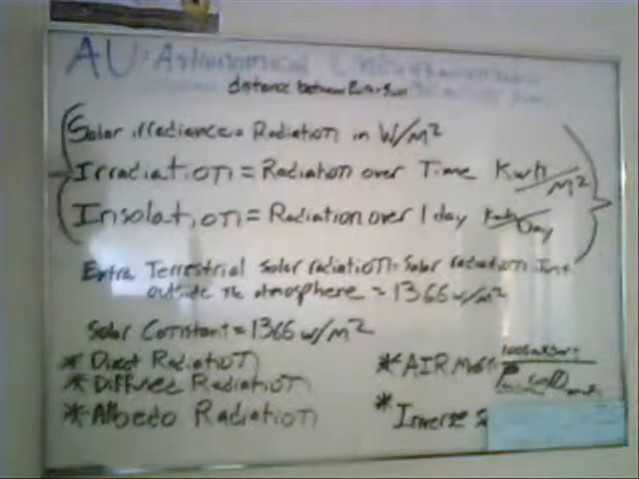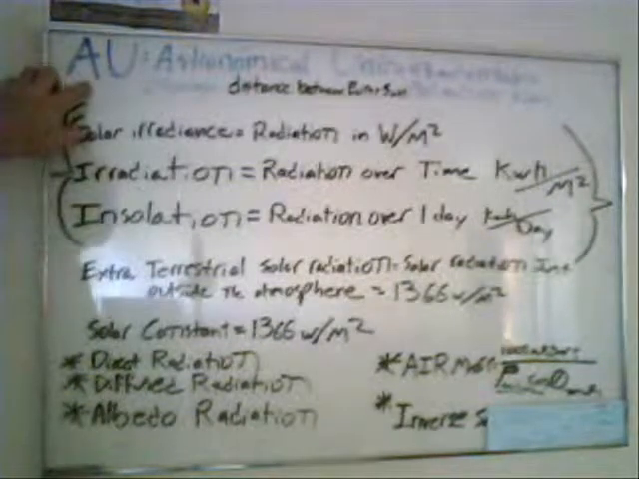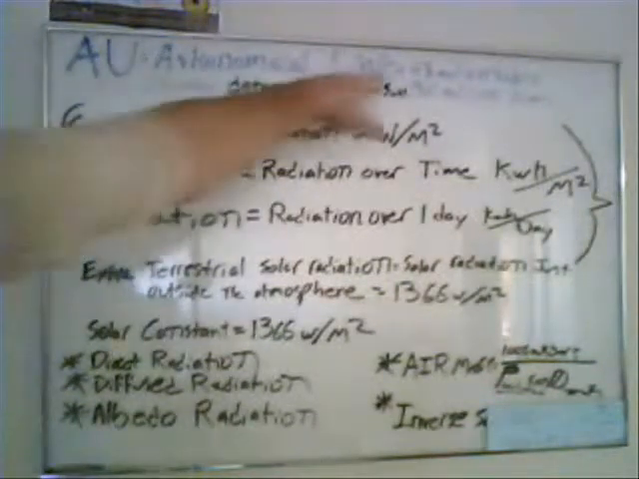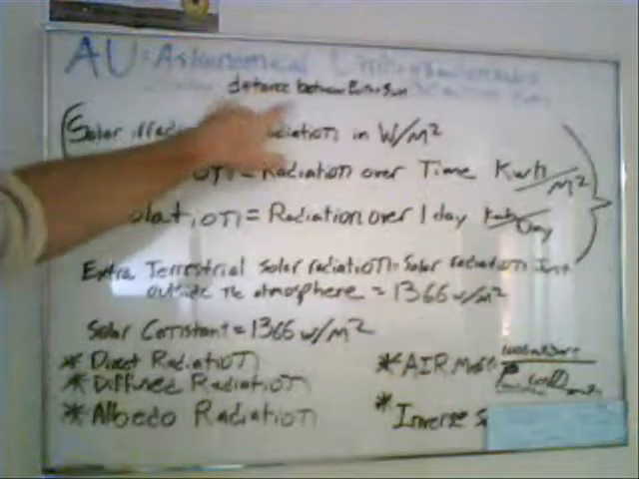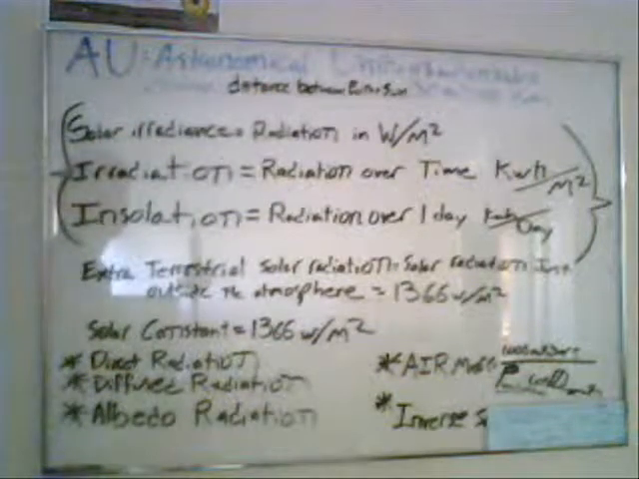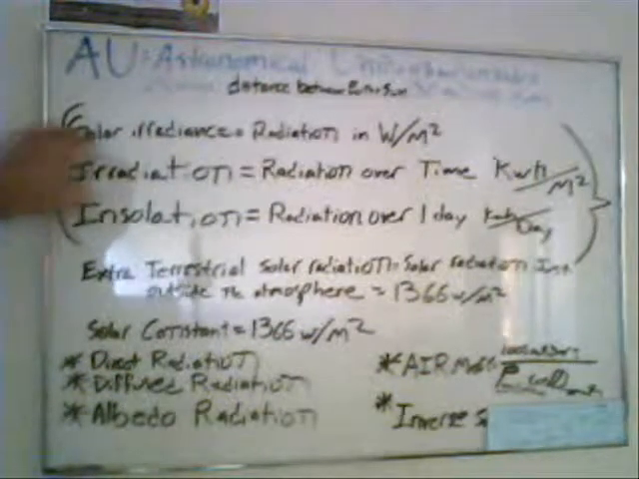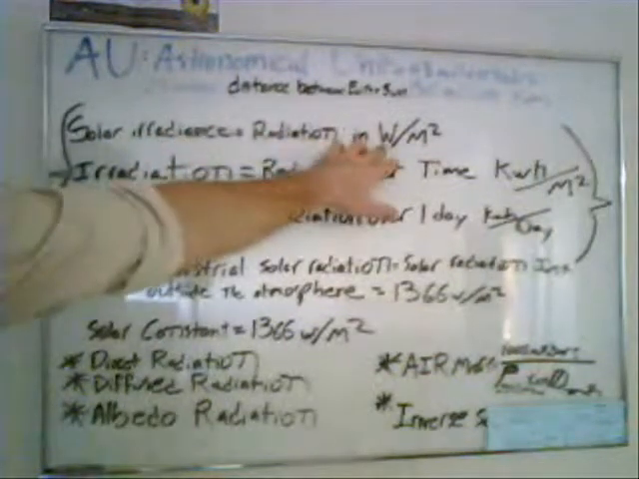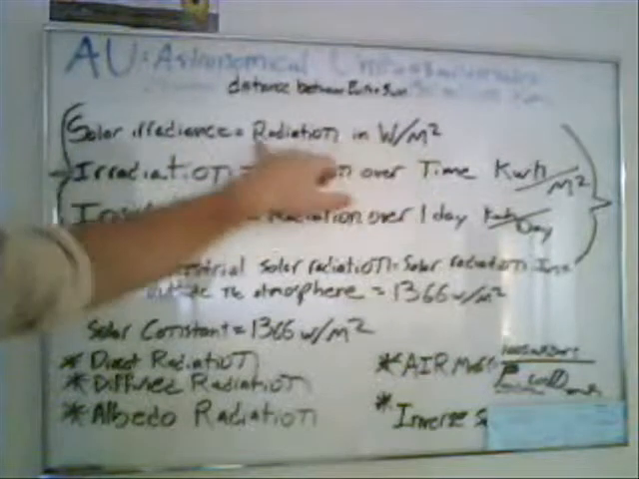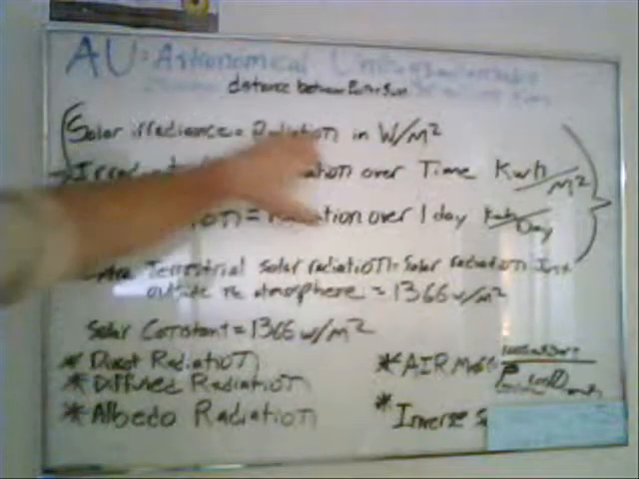Okay. An astronomical unit is 93 million miles or 150 million kilometers. It is the average distance between the sun and the Earth. Solar irradiance is a measure of radiation. Its measurement is in watts per meter squared. Radiation over area, or power over area.